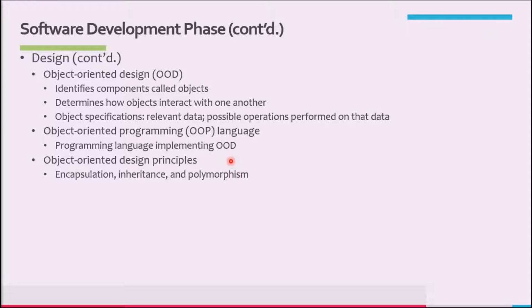OOD has the following three basic principles: encapsulation, inheritance, and polymorphism. Encapsulation is the ability to combine data and operations in a single unit. Inheritance is the ability to create new data types from existing data types. And polymorphism is the ability to use the same expression to denote different operations.